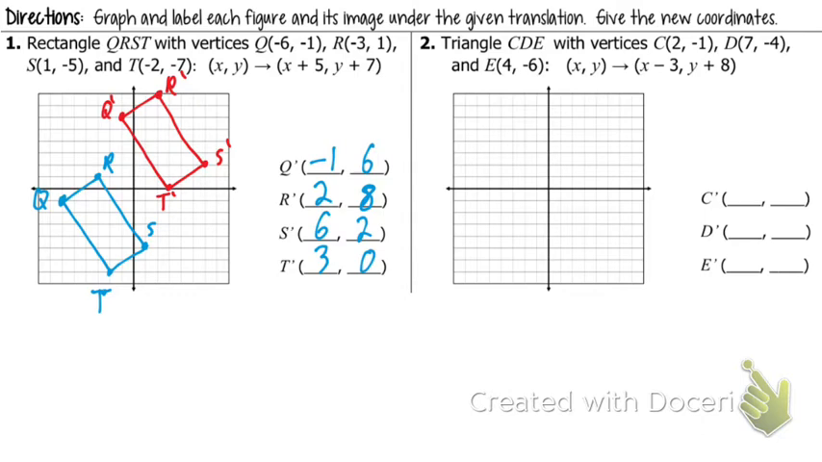And if we look at any 2 points like T and T prime, we moved it how far to the right? 1, 2, 3, 4, 5 to the right. And we moved it 1, 2, 3, 4, 5, 6, 7 up. So we just took this entire shape, moved it 5 to the right, 7 up.